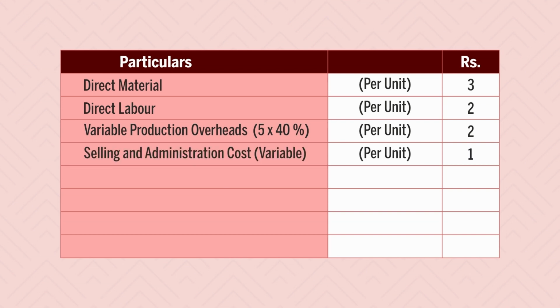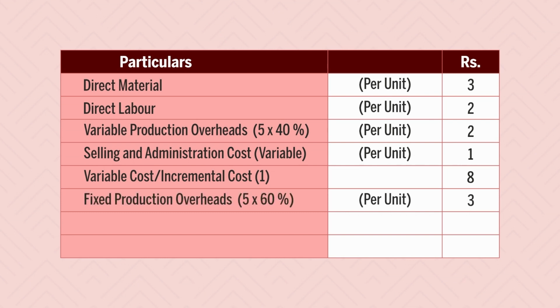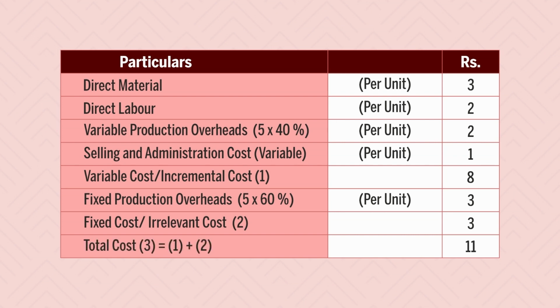Selling and administrative cost is rupees 1 per unit. In this way, variable cost, meaning relevant cost, is rupees 8, and the other part is irrelevant cost. Irrelevant cost means our fixed cost, and there is only one, that is fixed production overhead, which is 60% of rupees 5, that is rupees 3. So rupees 3 is irrelevant cost, meaning our fixed cost is irrelevant, and in total we have rupees 11. So 8 is our relevant cost and rupees 3 is our irrelevant cost, and the total cost we have at present is rupees 11.